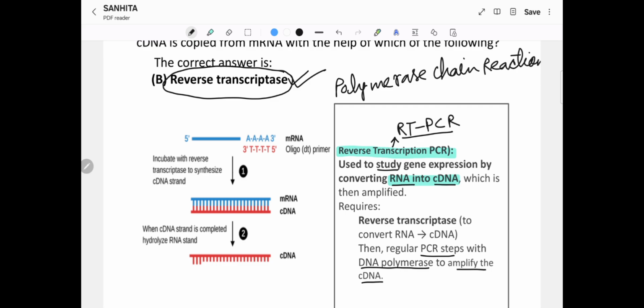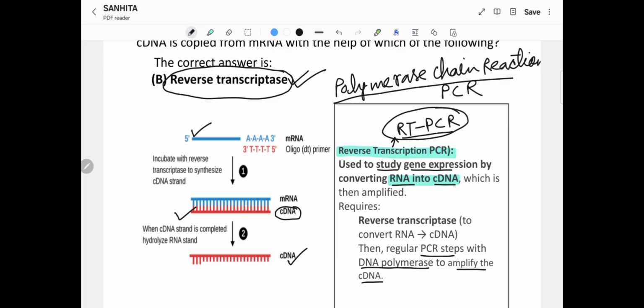Why is this technique used? This technique is used to amplify the DNA. Why do we need to amplify DNA? That means multiplication of DNA, for studying gene expression, for cloning, for making copies of DNA. We need polymerase chain reaction, that is PCR. But RT-PCR stands for reverse transcriptase PCR. Okay, so here is the RNA strand, and see, we are preparing a complementary cDNA strand.